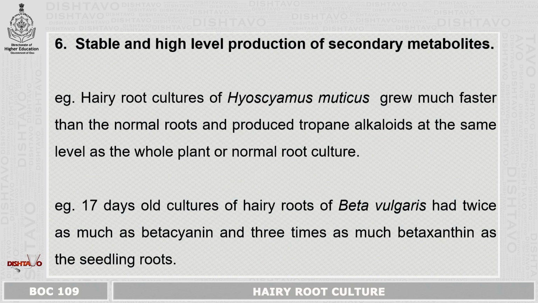The sixth property, students, is stable and high level production of secondary metabolites, which I will show you in two examples. The hairy root culture of Hyoscyamus muticus grew much faster, as I showed you, than the normal roots. In addition to growing fast, they also produce tropane alkaloids at the same level as the whole plant or normal root culture. Similarly, there is another example, Beta vulgaris hairy root culture.